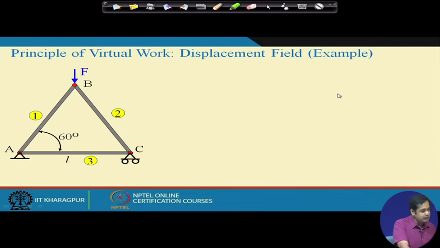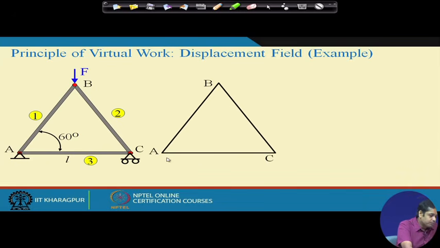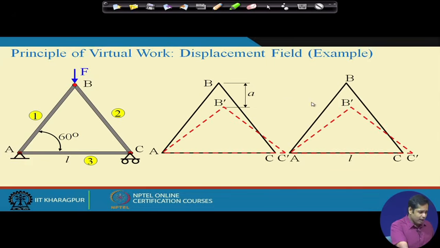Now, let us understand what the displacement field is. Again, this is the same truss. Suppose at point B we give some displacement, the point B undergoes some displacement in this direction. Okay. And the dotted line shown here is the displacement in the truss. And how do we get the displacement? We apply some displacement at B, and B goes to B dash, and this corresponding displacement is A. Okay.